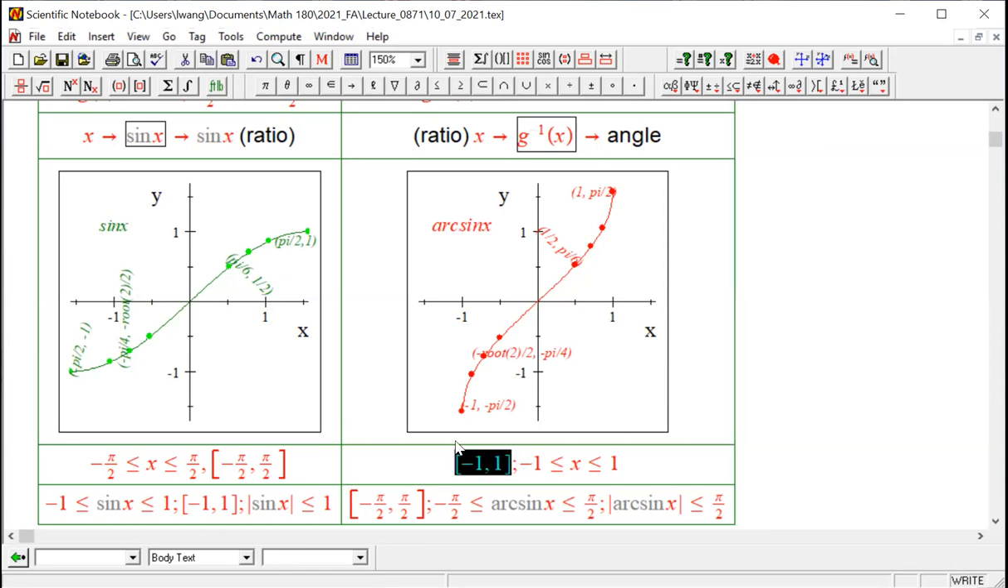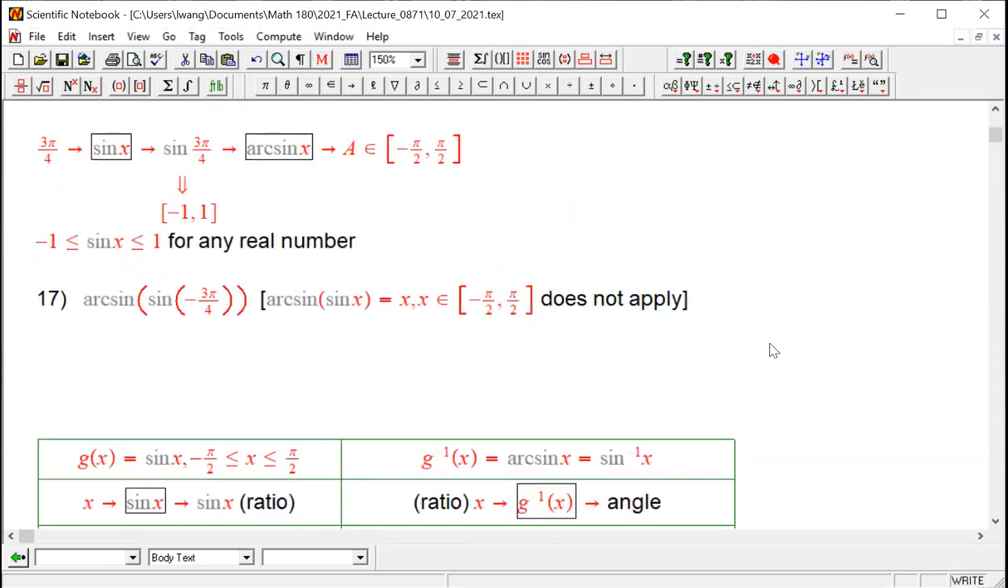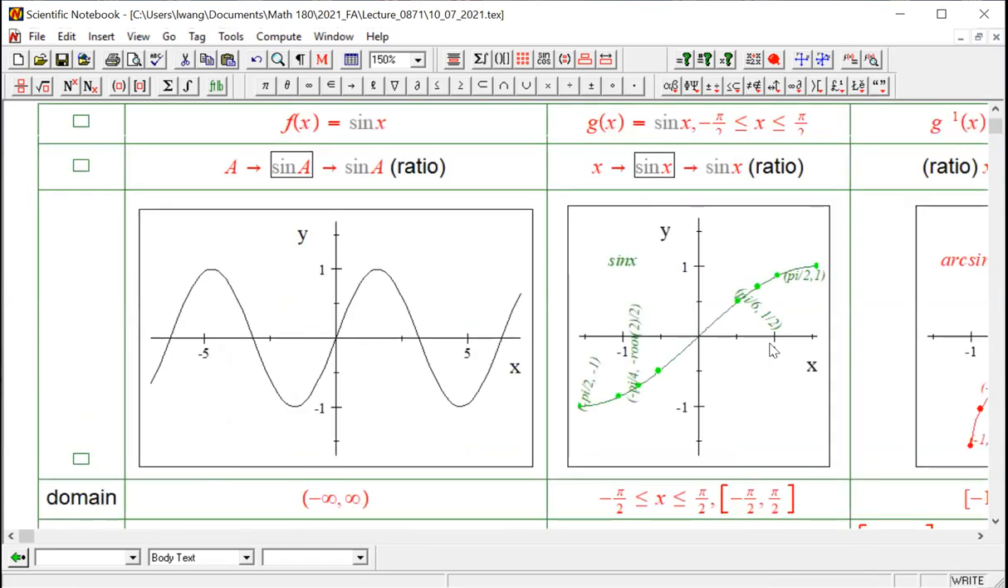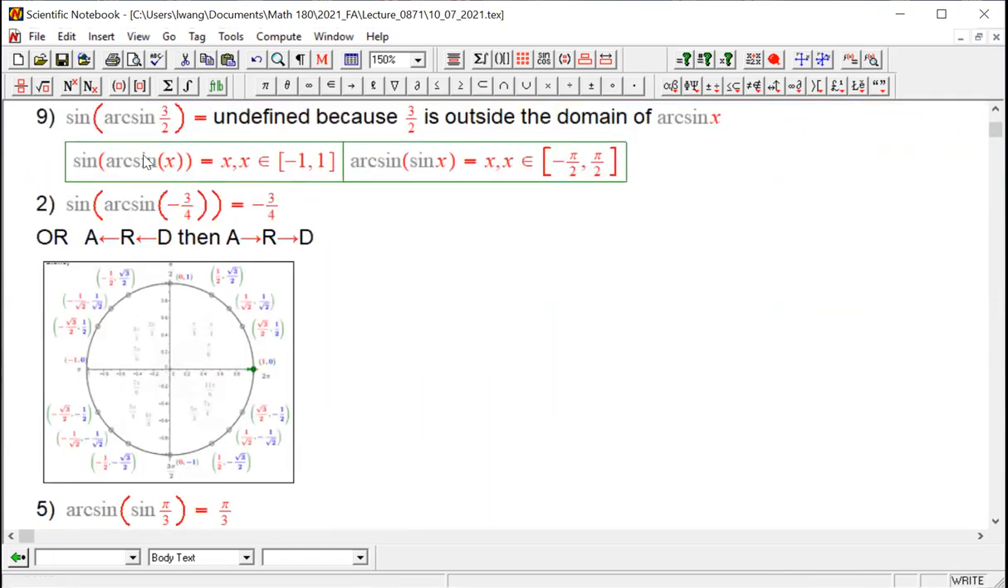This interval matters to the domain of ArcSine. So when you see ArcSine applied to anything, you have to check that the input is inside the domain, which is from -1 to +1. If it is outside, it's undefined. Do you understand that part? Yeah, a little bit more.